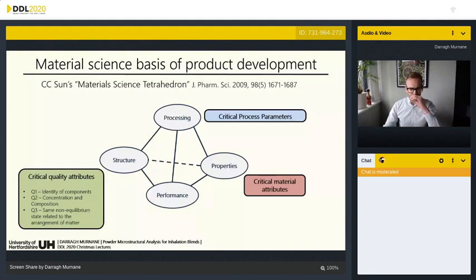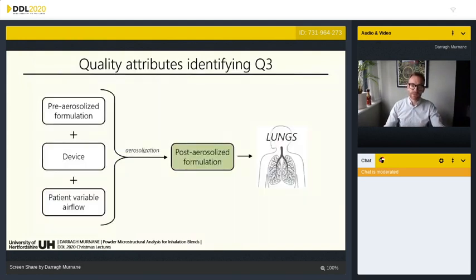So if we think then about what quality attributes might be suitable for identifying this Q3 structure, well, obviously the post-aerosolized formulation is really, really key for this, because that's the aerosol which gets inhaled into the lungs by the patient. And it's the properties of this aerosol which are, of course, key.